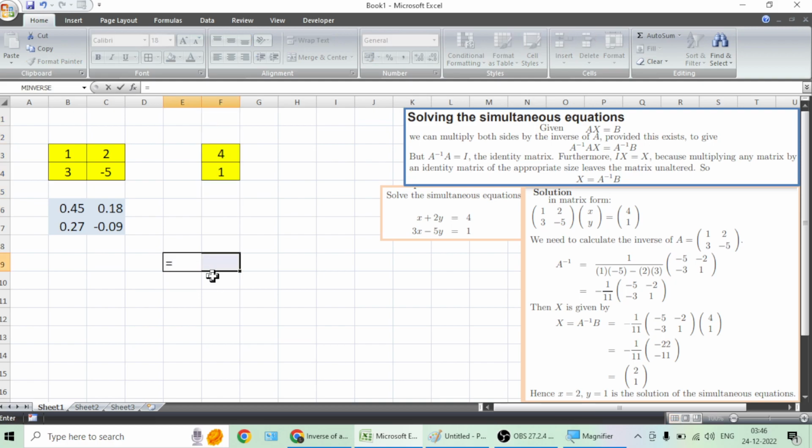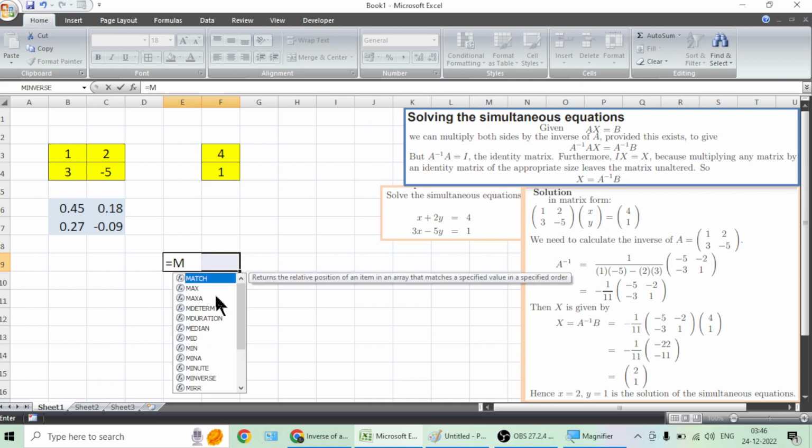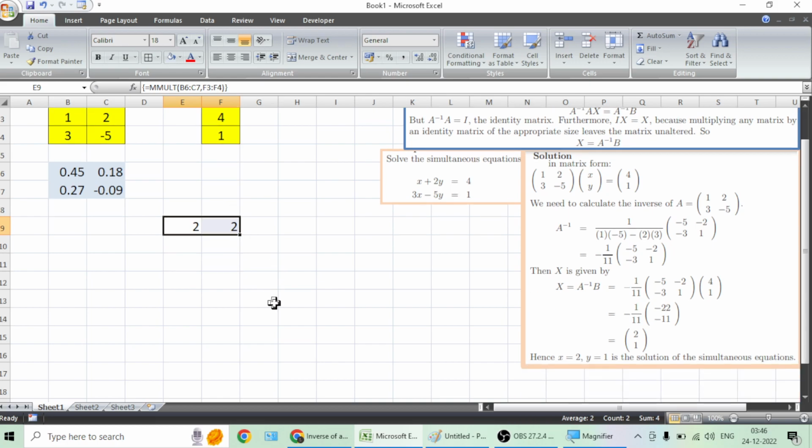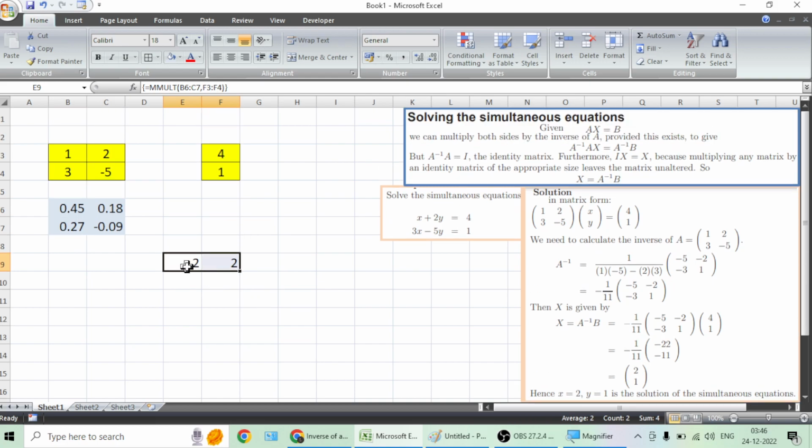So press equals, but we need to fill this in with matrix multiplication this time, and the suggestion comes up. You double click on it, select the first array, insert a comma and select the other array. Again press Ctrl Shift Enter, you get the answer. So here what we have got is, this is the inverse of this, and this is the B equation, and that is the multiplication of these two.